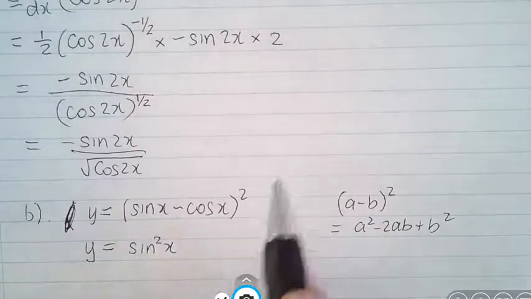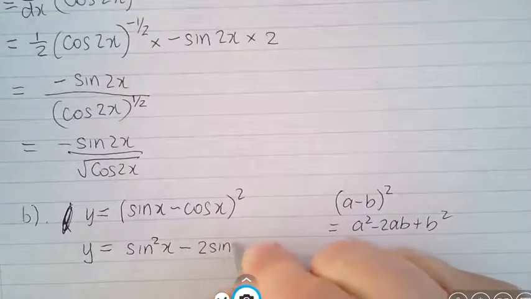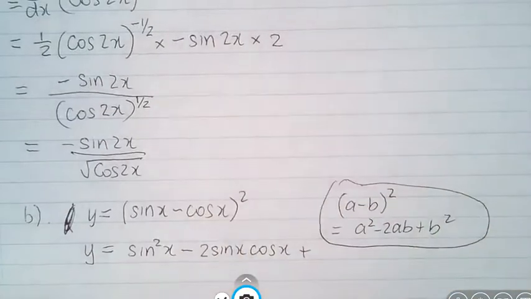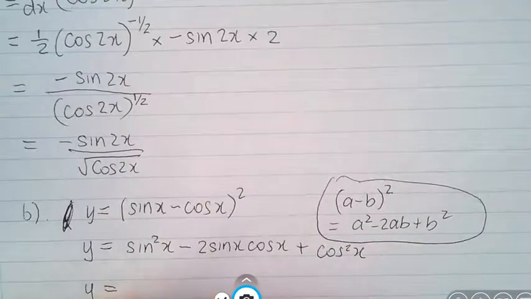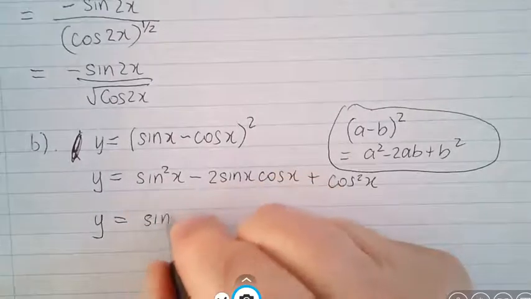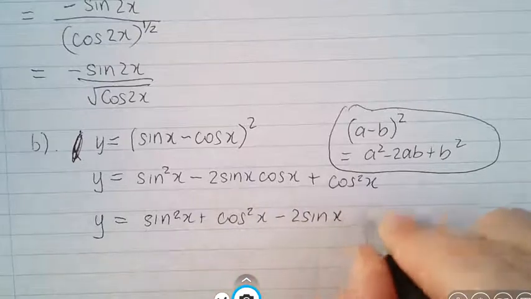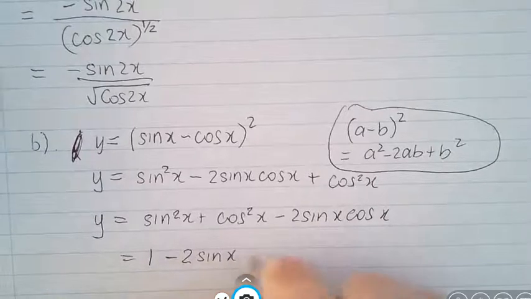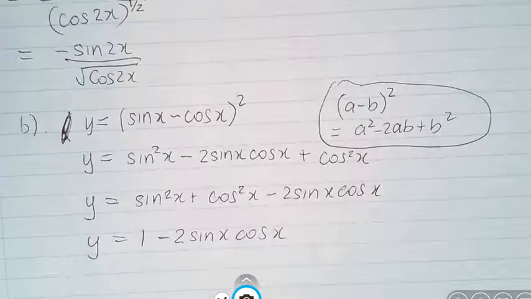This is a minus b all squared is a squared minus 2ab plus what? What's b squared? Cos squared x. Can you simplify that? Two of them could go together. Sine squared x plus cos squared x is what? Good. I want to finish this one off. So we've got 1 minus 2 sine x cos x. That's what y is. Now you have to differentiate this. How do you do that?